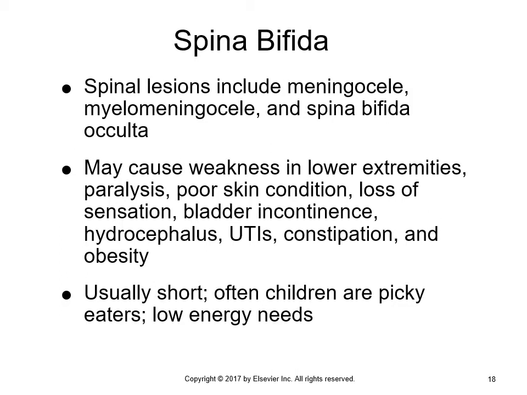All right, so next we'll talk about spina bifida. Spinal lesions include meningocele, myelomeningocele, and spina bifida occulta. Not a huge difference to us so much as what we're going to be concerned with are those functional differences, which are going to be on an individual basis. What I can tell you from personal experience is to have those conversations with your patients and don't make assumptions. This may cause weakness in the lower extremities, paralysis, skin breakdown because of a loss of sensation, bladder incontinence, hydrocephalus, UTIs, constipation, or increased rates of obesity.